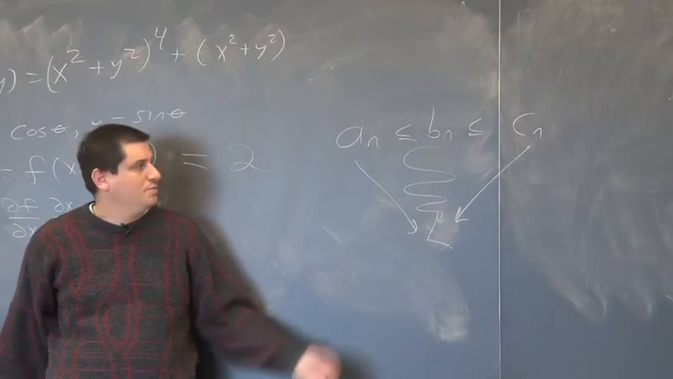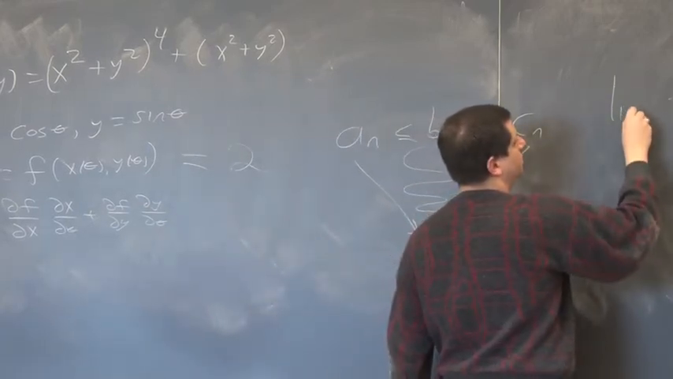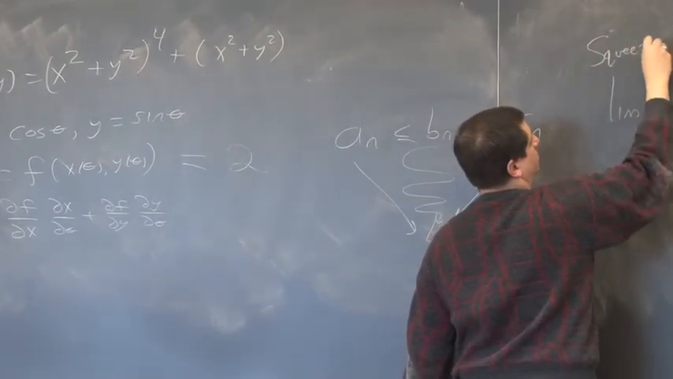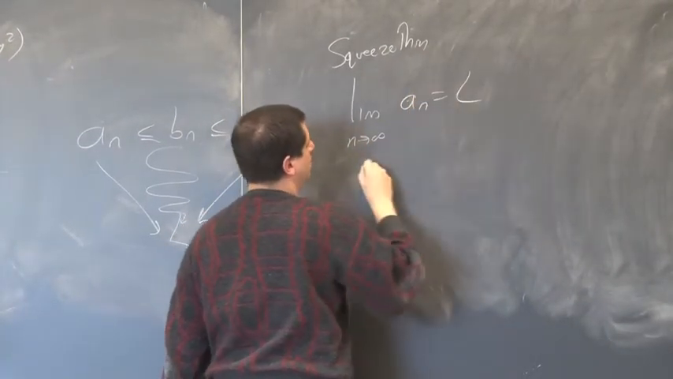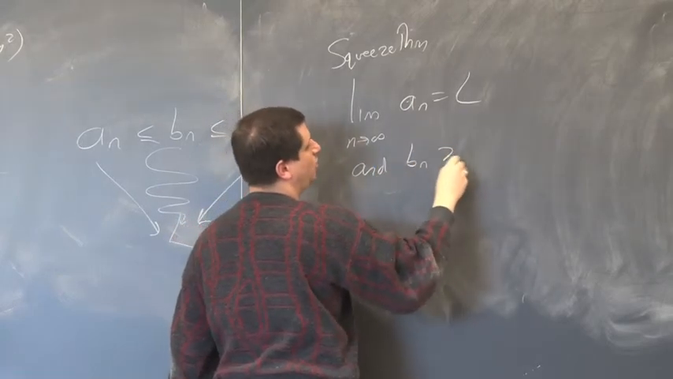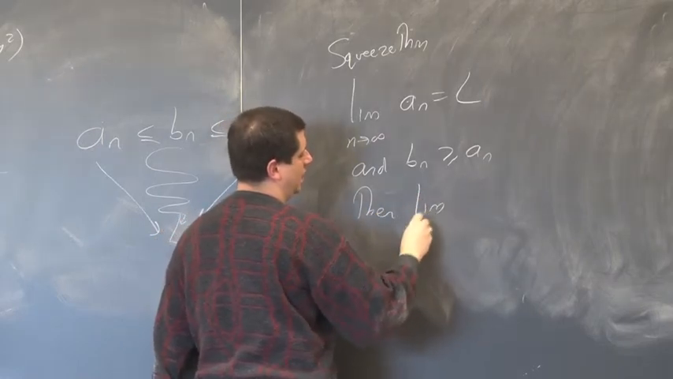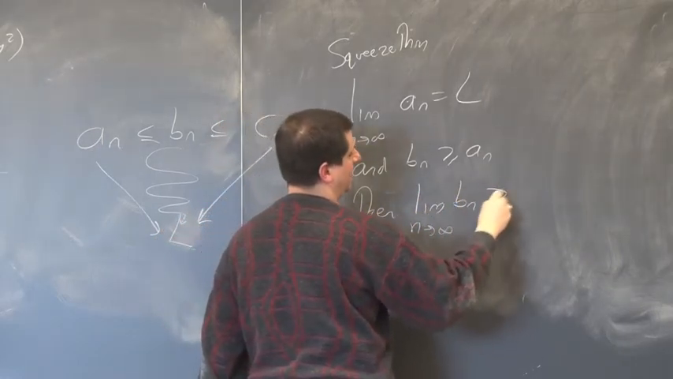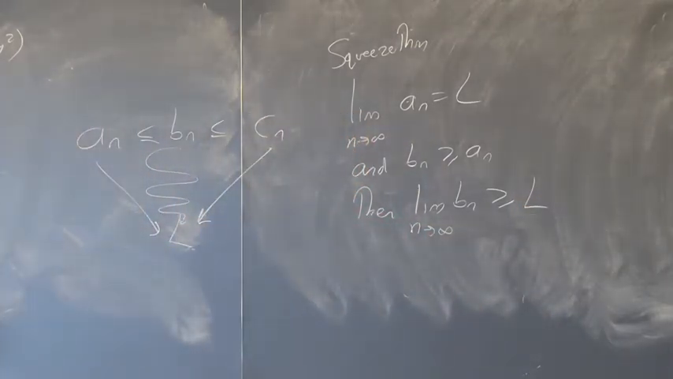And the way you can view this is, well, look, bn is always greater than or equal to an. If the limit as n goes to infinity of an equals L, and bn is always greater than or equal to an, then the limit as n goes to infinity of bn has to be greater than or equal to L. It has no other possibility, because each term bn is always greater than an. If an goes to L, then the bn's can't be going to anything below L.